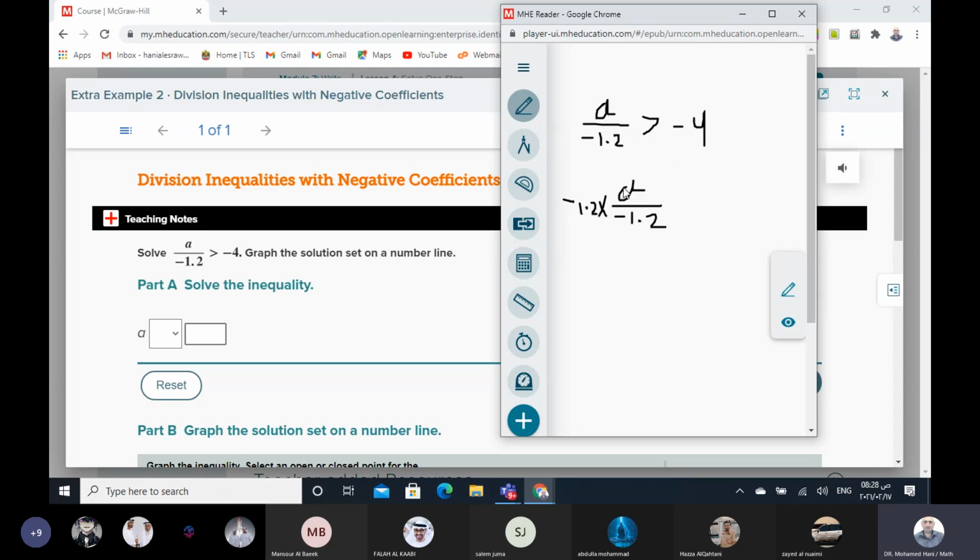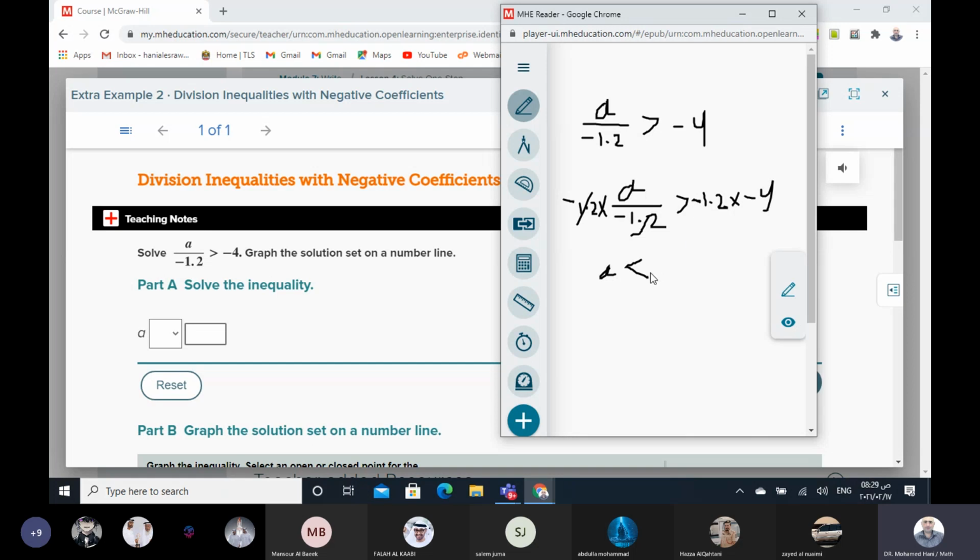greater than minus 1.2 times minus 4. As you see here, minus 1.2 up and minus 1.2 down will be 1. 1a means a. Greater than or less than? Less than. Change. Remember, change the direction when you multiply by the negative number.